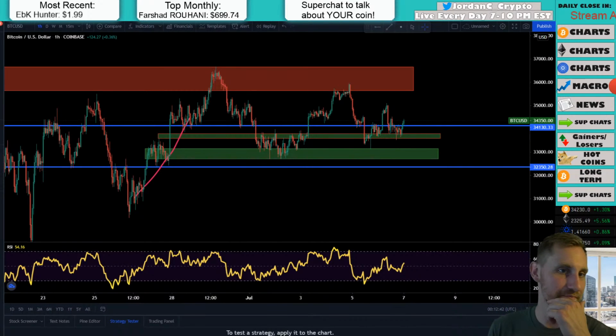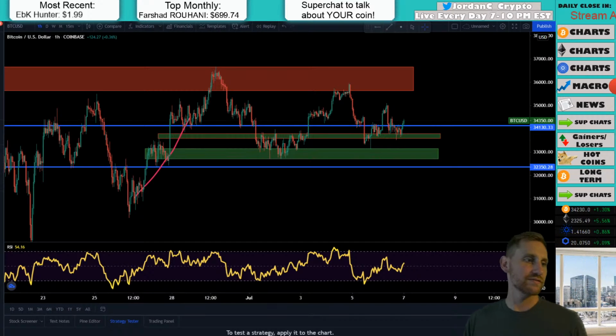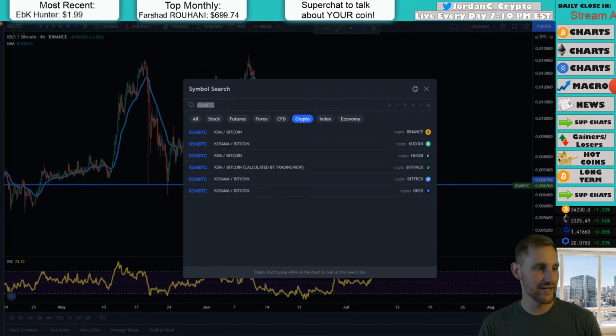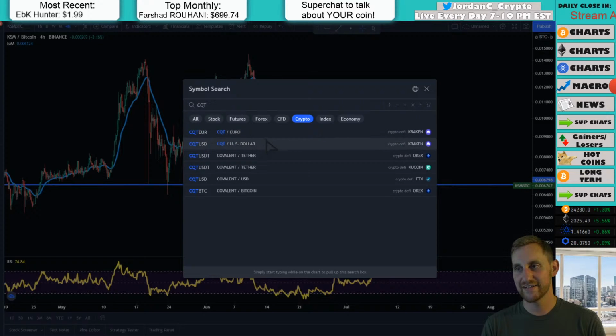What are we looking at? Thoughts on Covalent CQT big backers? Covalent CQT. Interesting. We shall look at it. CQT. There we go.